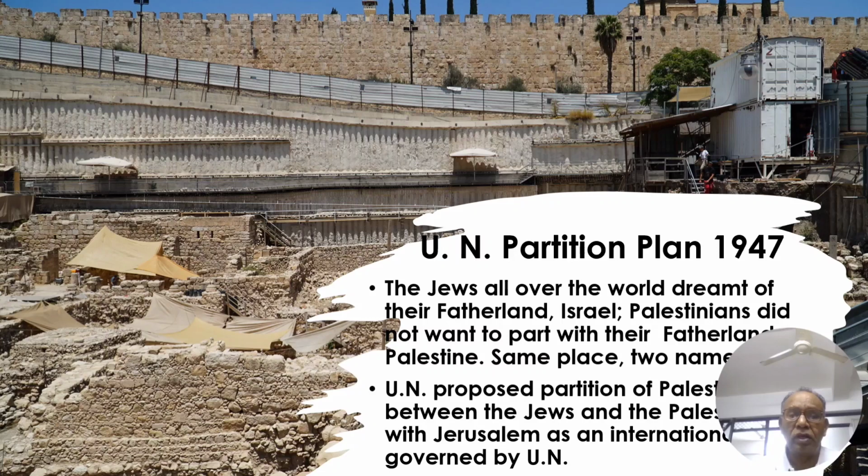1947 UN Partition Plan. Towards the end of the Second World War, the Jews all over the world were dreaming of their fatherland, Israel. Palestinians did not want to part with their fatherland, Palestine. Same place, two names. The UN proposed a partition of Palestine between the Jews and the Palestinians, with Jerusalem as an international city governed by the UN.